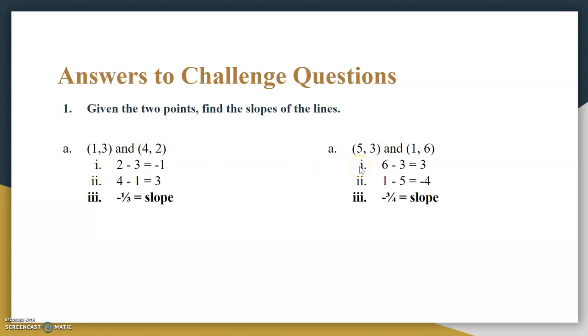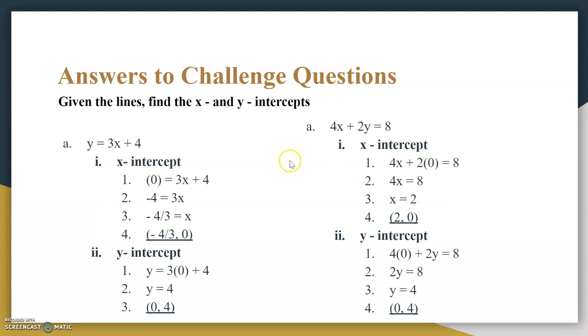In this problem, we are given the points 5, 3, and 1, 6. As we did over here, let's take the change in the x, y values. 6 minus 3 is equal to 3. 1 minus 5 is equal to -4. Dividing 3 by -4 results in -3/4, and that is our slope for this problem.